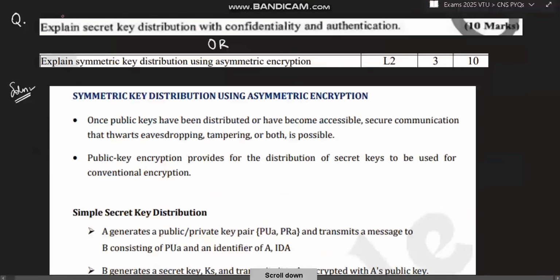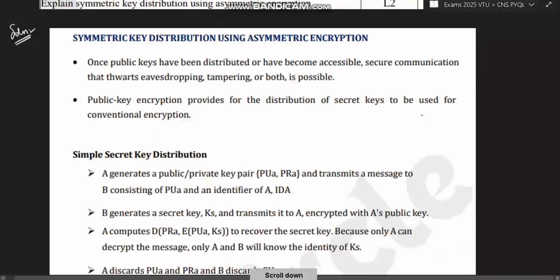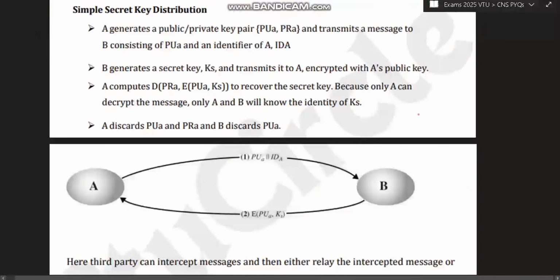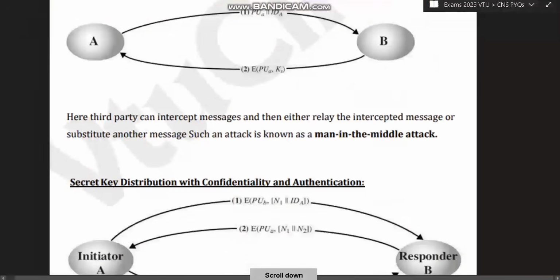Next. Explain secret key distribution with confidentiality and authentication, or they can also ask symmetric key distribution using asymmetric encryption. Both of these questions have the same answer. Now, firstly, to understand what is the secret key distribution, why we need asymmetric encryption, and why do we need confidentiality and authentication, the first part of the answer is just for explanation of why simple secret key distribution will not work and what is the solution for that.